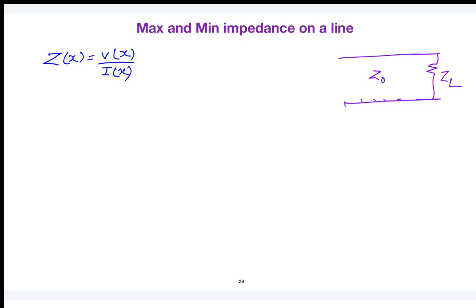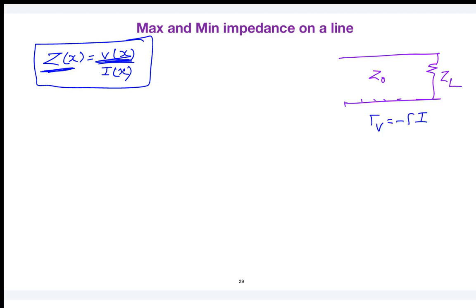At Vmax position. Very good, very good. So see the equation. That's why I have written this equation, so that at least you can get some hint. So the impedance will become maximum wherever the voltage is maximum. You already know the reflection coefficient for voltage is equal to negative of reflection coefficient for current. So what is the point?